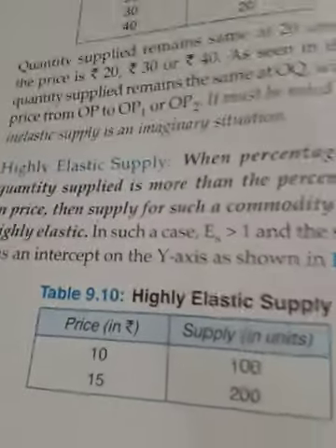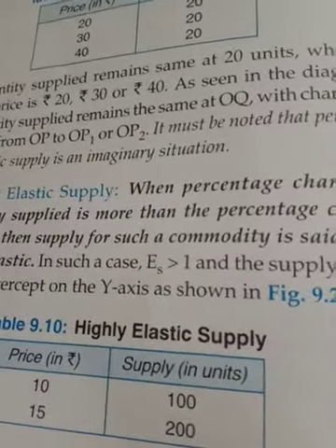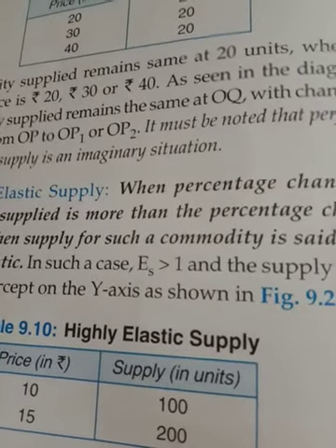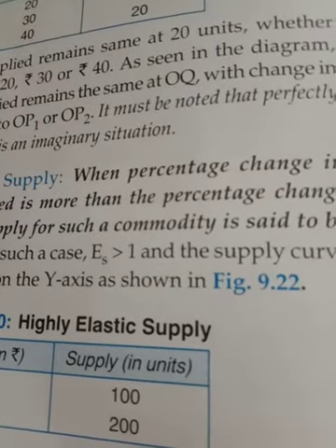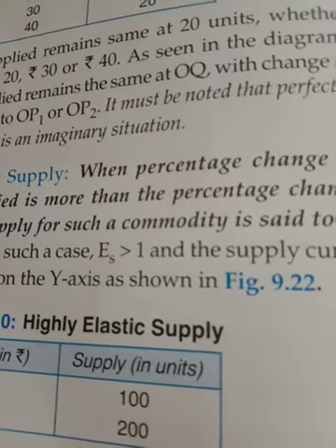And here, if you are talking about highly elastic, then 10, 15, then 5 by 10 into 100, there you will get 50% change in price, and then here 100 by 100, and 100% change in supply. This is the change in price because 5 is the change by old price into 100, so 50% change in the price. And in the case of supply, the change is 100 by 100 old supply into 100, so 100% change in the supply. So the percentage change in supply is more responsive than the percentage change in price. That is why it is highly elastic supply.